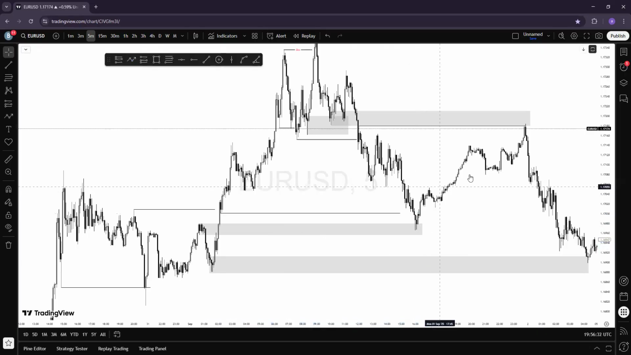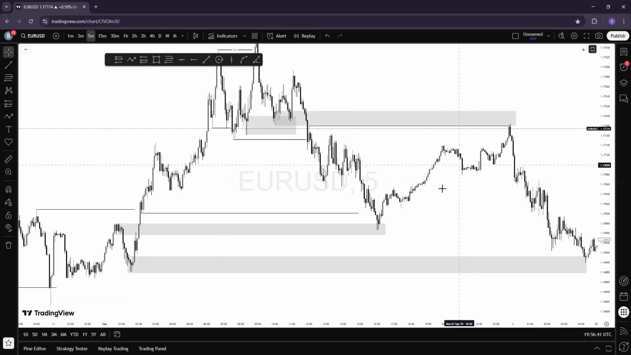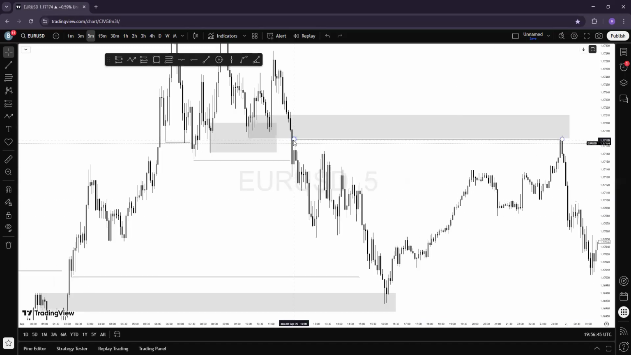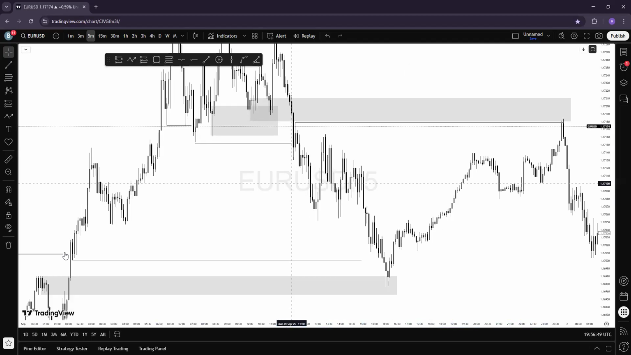How will you know what liquidity points to target? We will target the next liquidity level, internal to internal, external to external. So this is the liquidity level here, right? This particular point. And then the market has already taken this liquidity.